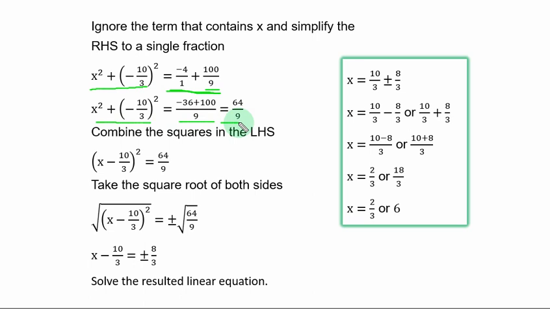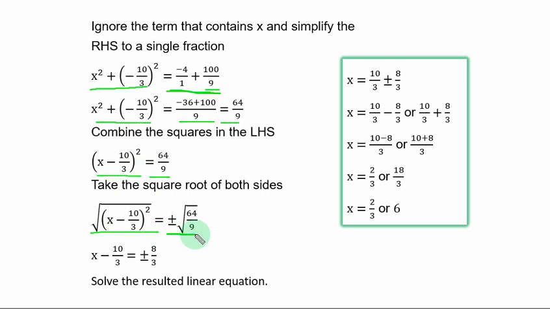Next step is to combine the squares in the left hand side. That is like factoring out the power of 2. So you have s plus minus is minus 10 over 3, you square everything, equal to 64 over 9. Next step is to take the square root of both sides. You have the first side.